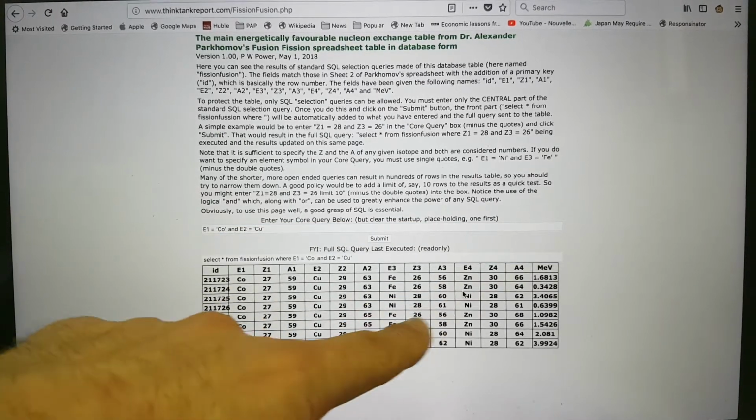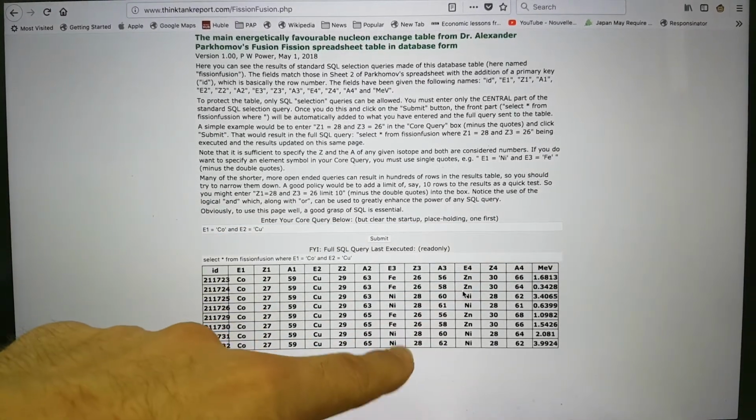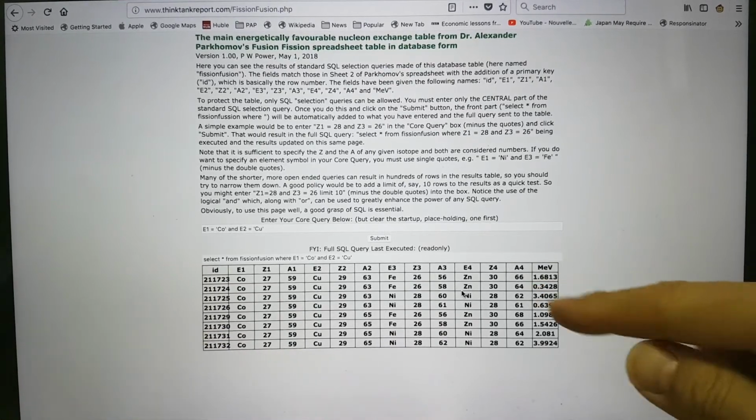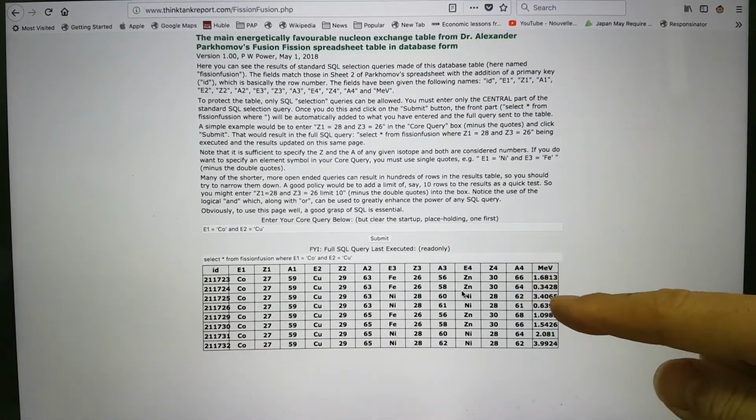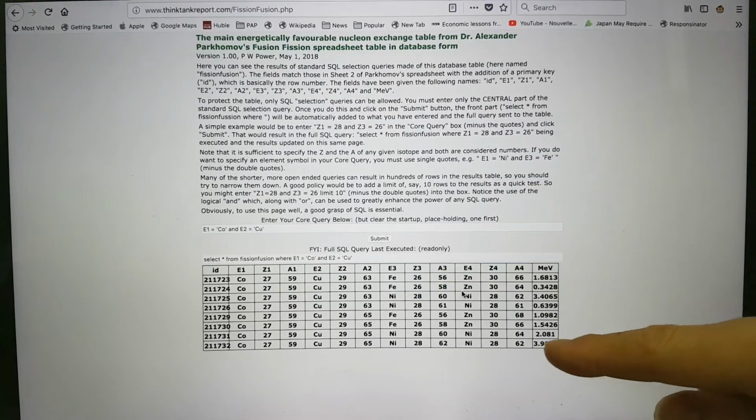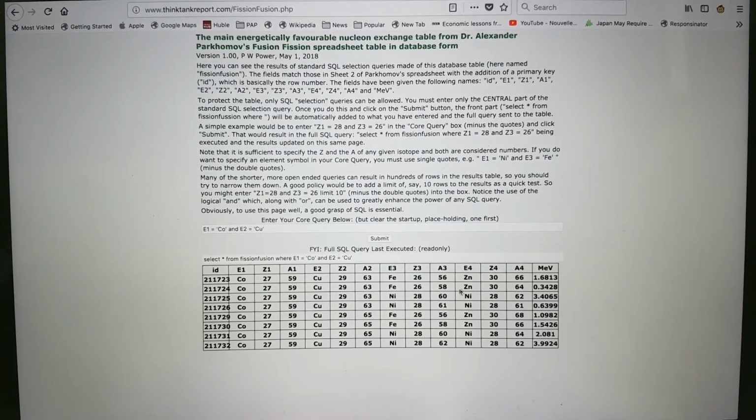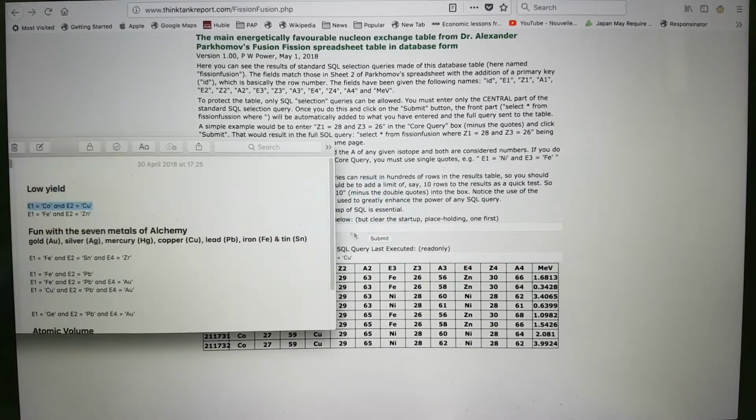And we're getting some iron and zinc and some nickel reactions out of that. And these are sort of 1.68 mega electron volts, and there's a 2 there. But none of them are more than about 4 mega electron volts. Still bags of energy, but this is nuclear we're talking about, so one might expect that.